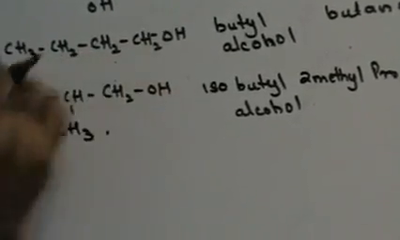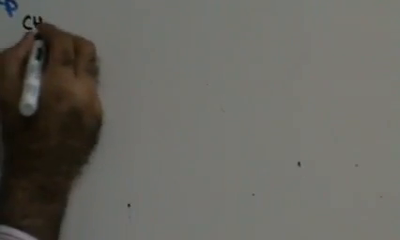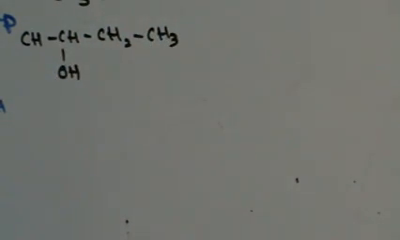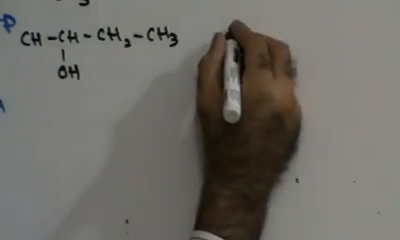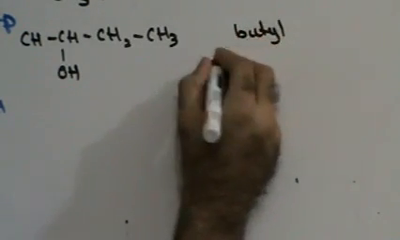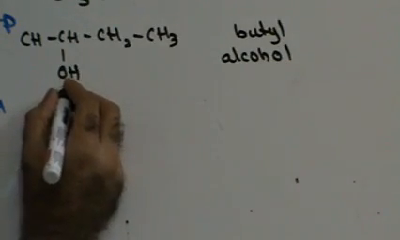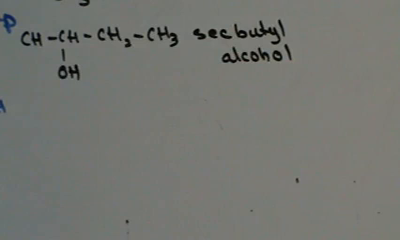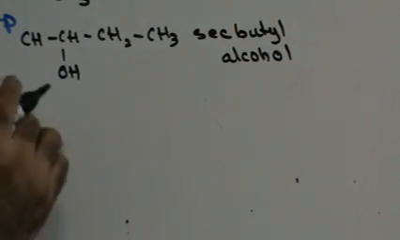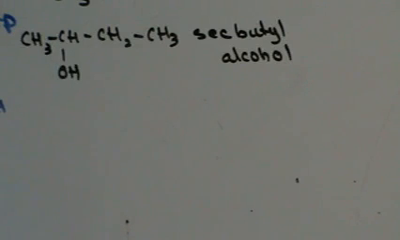Next, let's see this. CH, CH2, CH3, OH. I'm putting the OH in the branch. How many carbon atoms? 4. Therefore butyl. OH, therefore alcohol. The OH group is in the branch. Therefore sec-butyl alcohol. Make that CH3, the first one. CH3, CH, OH, CH2 and CH3. So this is sec-butyl alcohol.